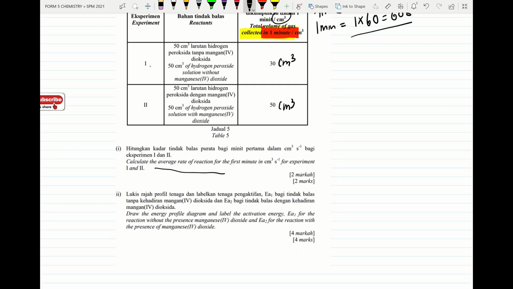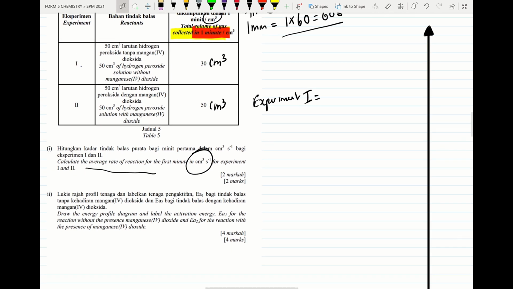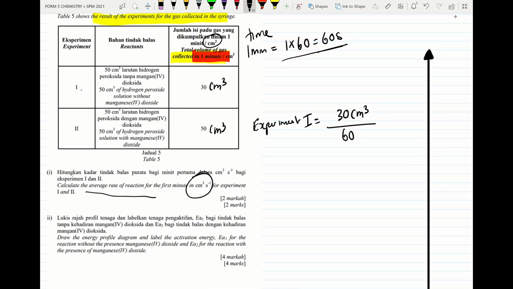All right. So they ask us to calculate the average rate of reaction in cm³ per second. So how to find it for experiment 1? For experiment 1, the formula to calculate the average rate of reaction will be volume of oxygen gas divided by time. Please remember, the volume of oxygen gas collected for experiment 1 is 30 cm³ divided by the time, which is 60 seconds. Please find the answer. The answer will be 0.50 cm³ per second.